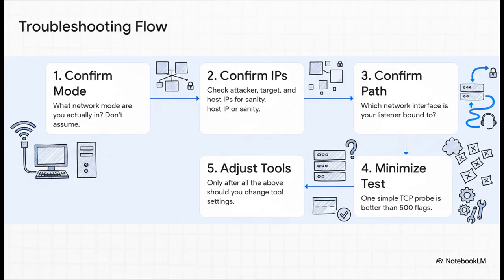So here it is. This is the 5-step flow you need to burn into your brain. The next time something doesn't work, don't panic. Just go right down the list. 1. What mode am I in? 2. What are the IPs? 3. Is my listener on the right interface? 4. Can I run a minimal test? And only then, at step 5, do you even think about adjusting your tools.